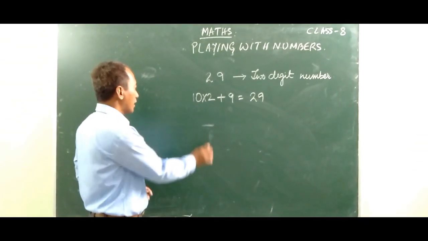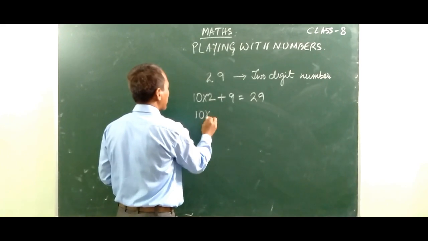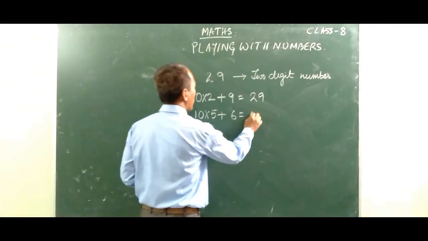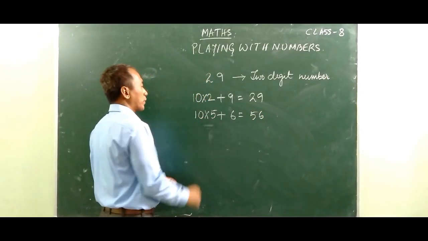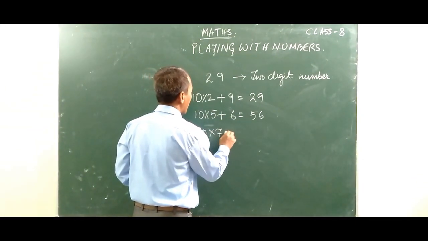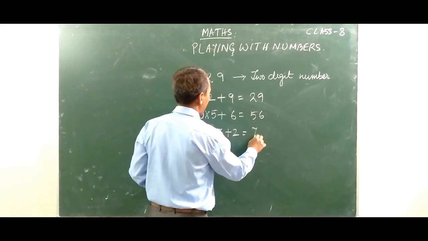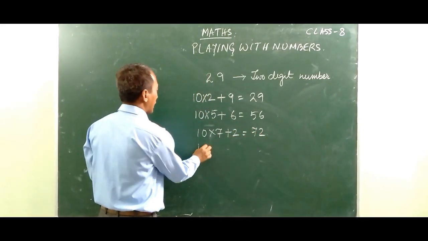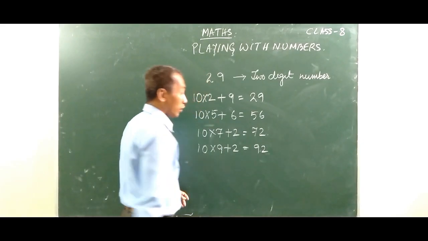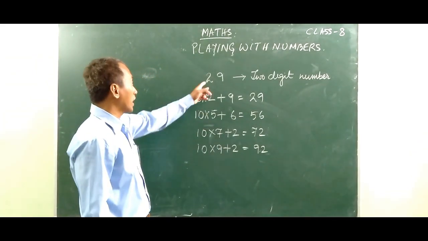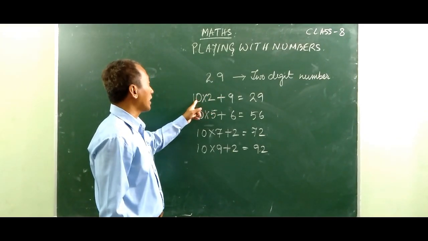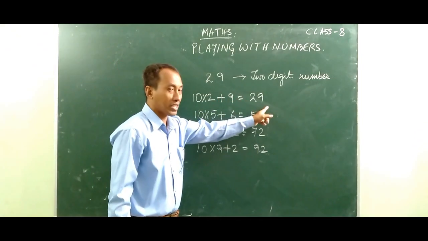Another example, let us take 10 into 5 plus 6. It will be 56, because 10 into 5 is 50, plus 6 is 56. Similarly, 10 into 7 plus 2 equals 72. Then 10 into 9 plus 2 is 92. So what I would like to say is that we get a 2-digit number by multiplying the tens place digit by 10 and adding the unit place.